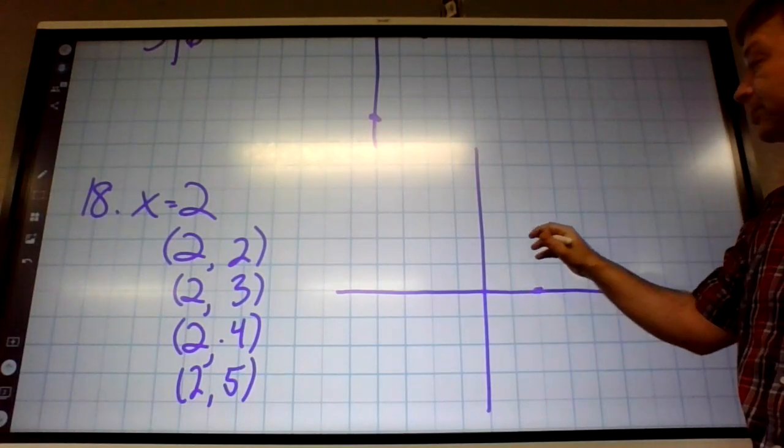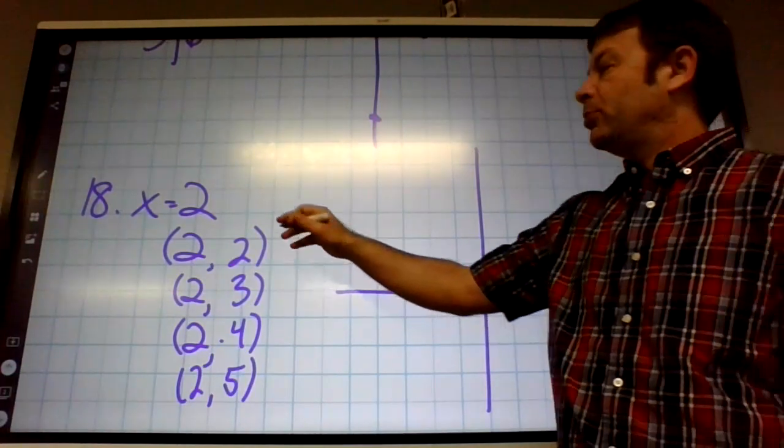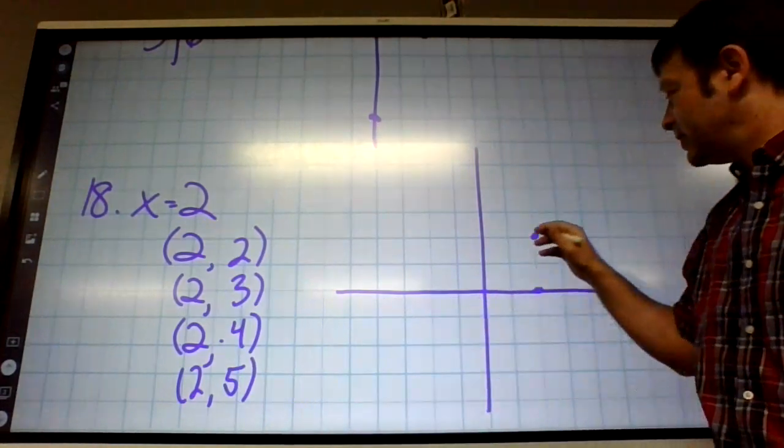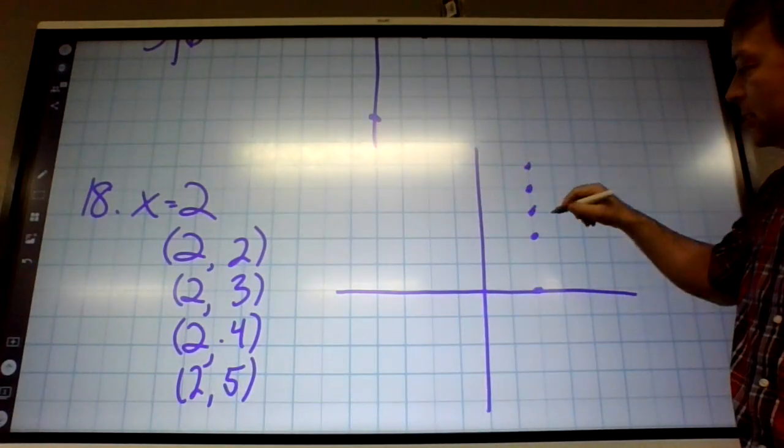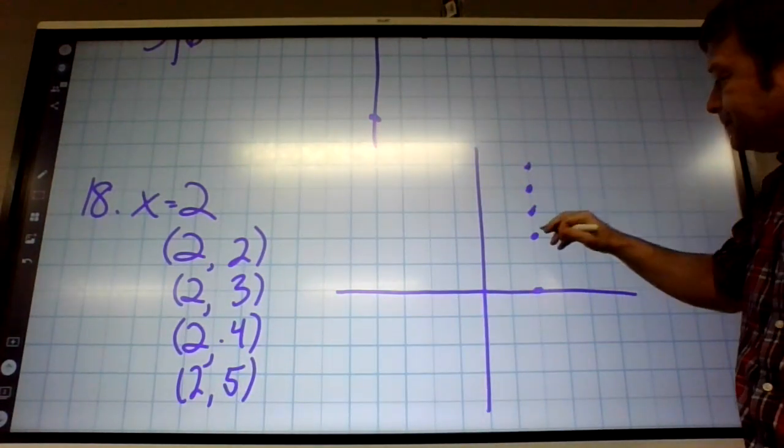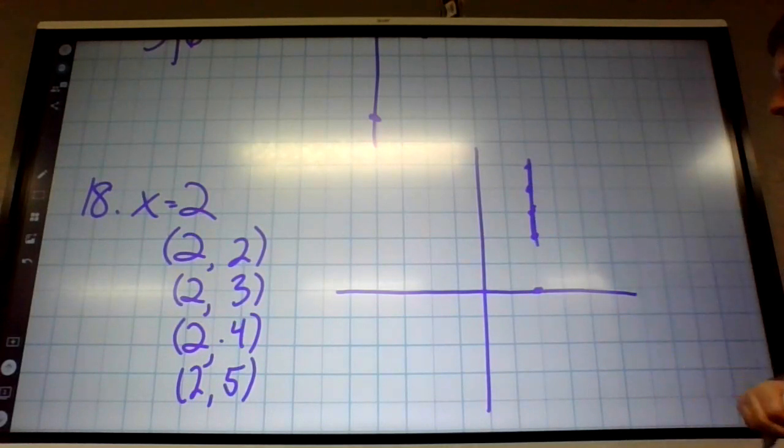So 2, 2. Said only use y values from 2 to 5. So 2, 3, 2, 4, 2, 5. So it would look like that. It'd be a vertical line still, but it just stops.